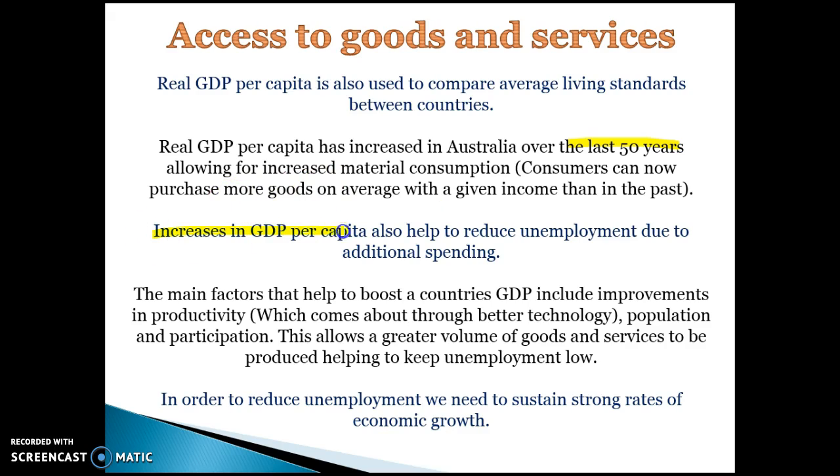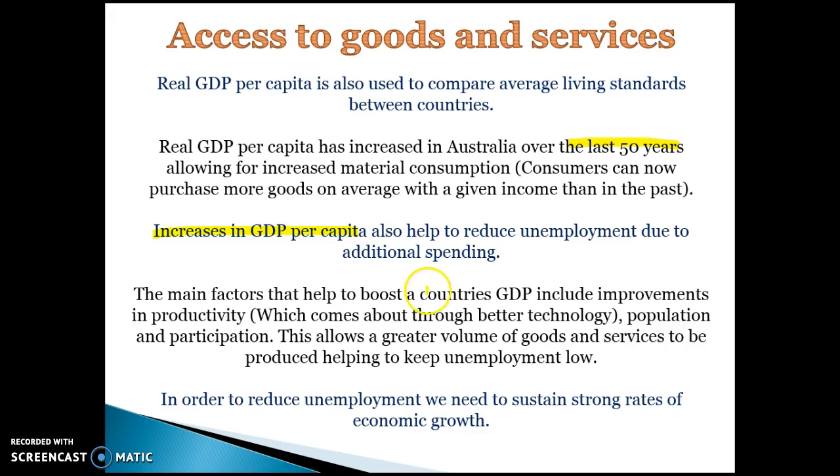An increase in GDP per capita is also important because if people have got more income, it leads to additional spending, and therefore that can lead to reduced unemployment. So the increase in GDP per capita means there's more income per person, which then as a byproduct flows on to the fact that there is more spending in the economy and less unemployment.